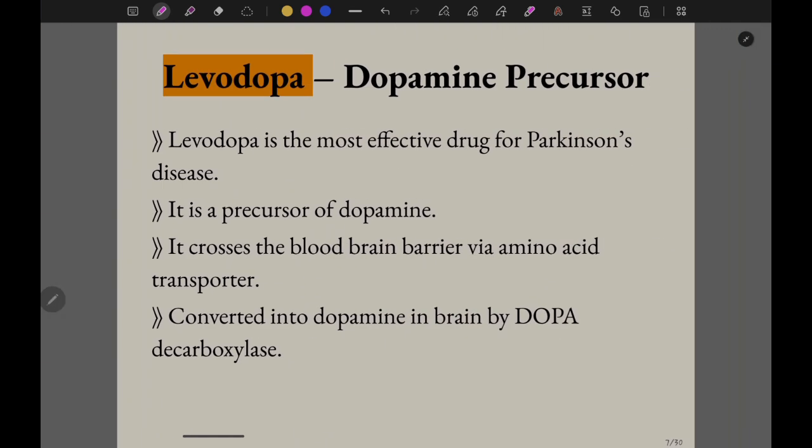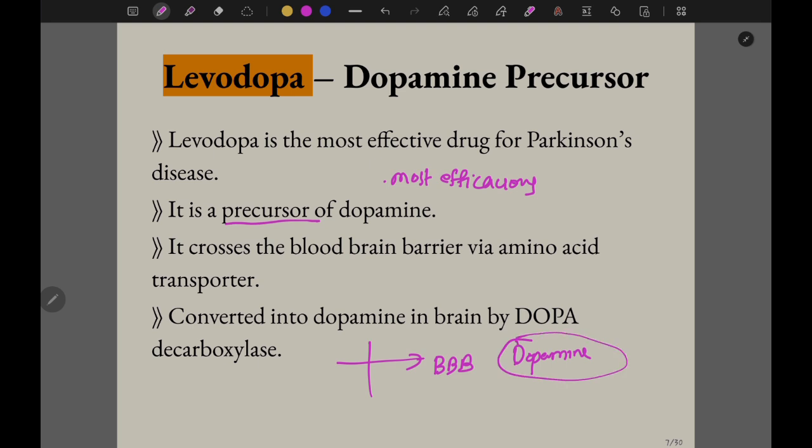Now, first of all, levodopa. What is levodopa? It is a dopamine precursor, and levodopa is the most effective drug for Parkinson's disease. It is the most efficacious drug. Why are we not giving dopamine directly, and giving a precursor of dopamine? Because dopamine cannot cross the blood-brain barrier. So we are giving levodopa, which can cross the blood-brain barrier and gets converted into dopamine in the CNS.